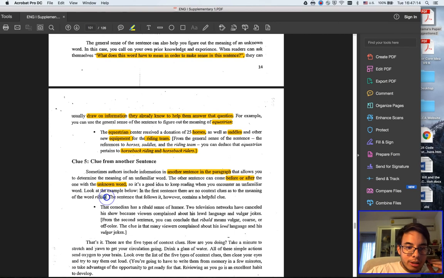So when we take a look at this, we're going to look at the word ribald and read this paragraph here. That comedian has a ribald sense of humor. Two television networks have canceled his show because viewers complain about his lewd language and vulgar jokes. Okay. Now notice we say sense of humor and then there's jokes here, which are basically the same thing. So we can get the idea that ribald and vulgar mean the same thing. So ribald basically means vulgar, coarse, or off color.